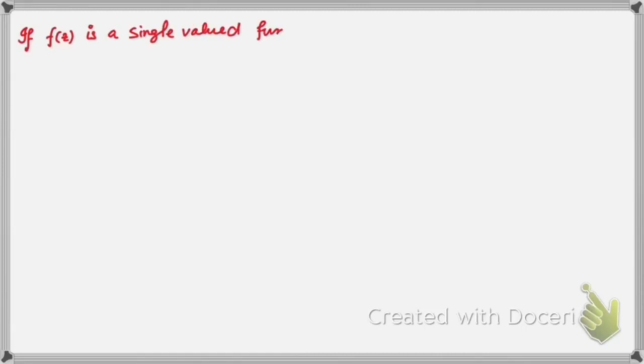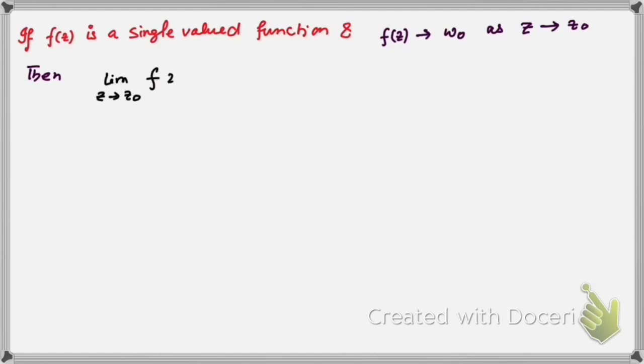Now if f of z is a single valued function, it means that for every value of z in its domain, it must have a unique corresponding value in its range. For one z you're going to have one value, never repeated. For different z's you cannot have the same result. That is a single valued function. Now f of z tends to w naught, suppose, as z tends to z naught, then we can say that the limit of f of z as z tends to z naught is w naught.